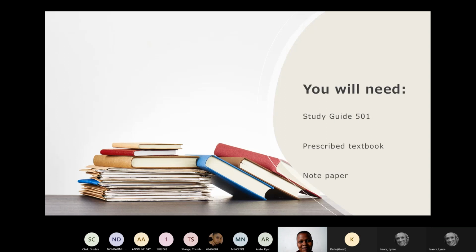So today, you will need the following alongside your smartphone. If you've logged in using your phone, or if you're sitting at a computer, you're going to need your study guide 501, the module study guide. For those of you who have a prescribed textbook, I probably won't go to the textbook, but just keep it close by. And then, of course, some note paper, because I am going to ask you to write some things down, and of course, a pen.